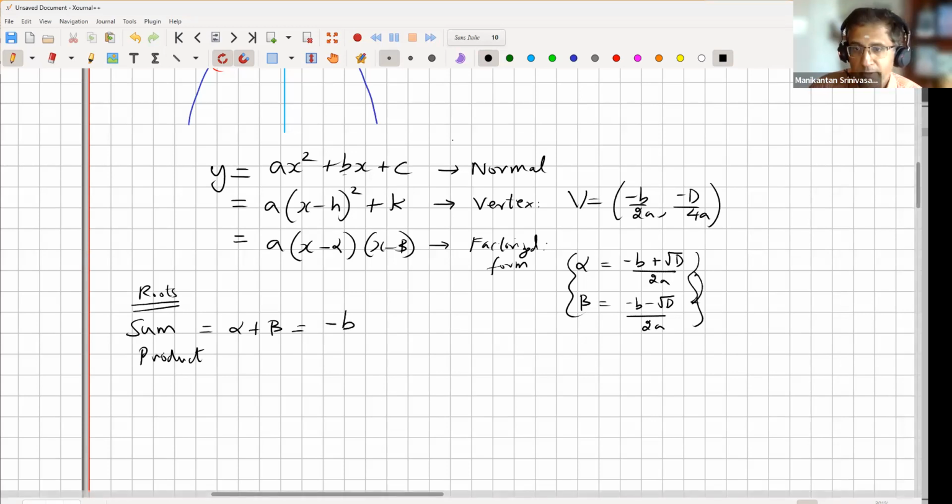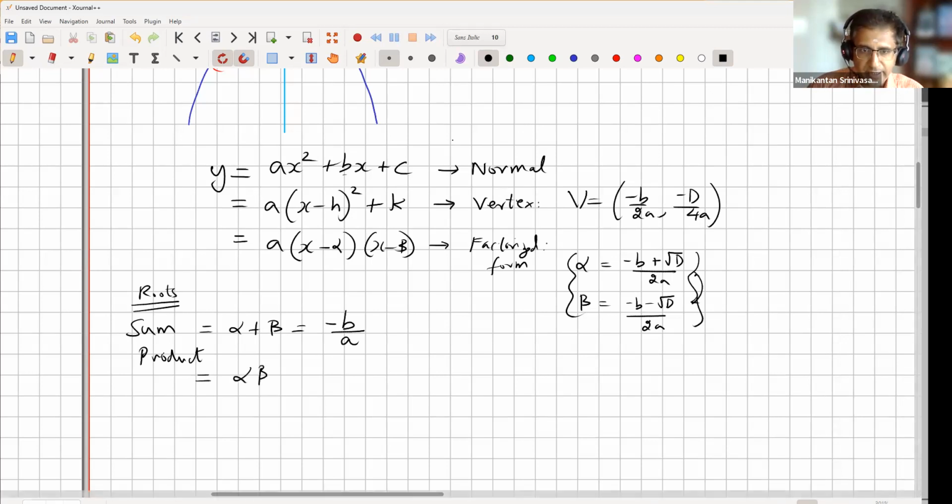Minus b by 2a plus minus b by 2a, which becomes minus b by a, which is similar to what we just saw. We saw the average of the two roots, the midpoint, which is the x coordinate of the vertex, was minus b by 2a. Now twice the average is the sum, so minus b by a is the sum of the roots. And why this is important, you will just see in a second, right?